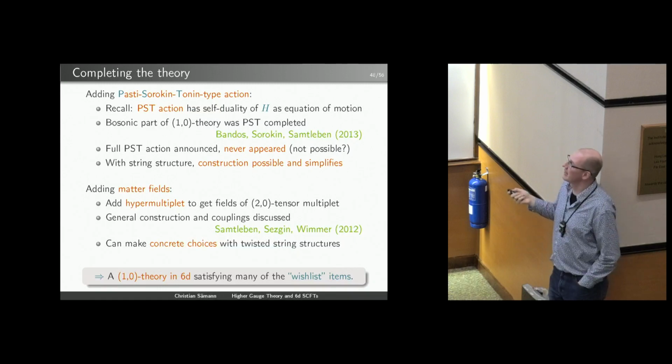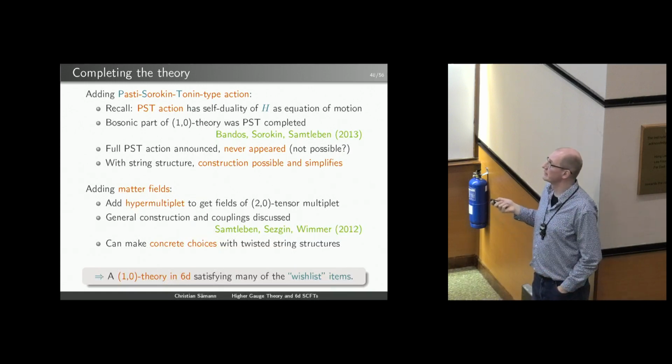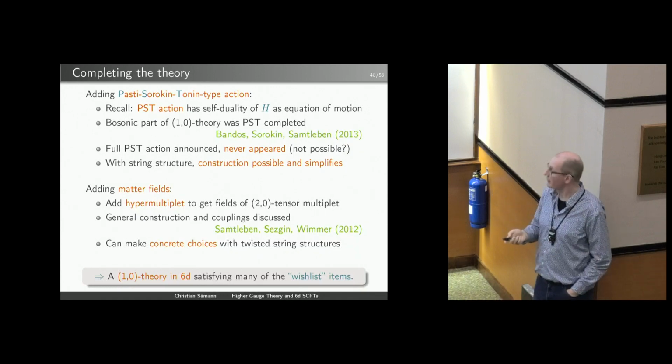Okay, then you also want to add matter fields, of course, to get the full content of the 2-0 theory. So you add hypermultiplets, and they already discussed the general construction of how to extend it superconformally by hypermultiplets. So you make a few concrete choices with this twisted string structure that tells you what to do. And now you get a 1-0 theory in 6D that satisfies some of the wish list items.